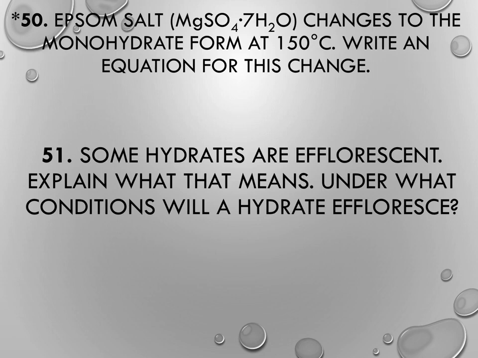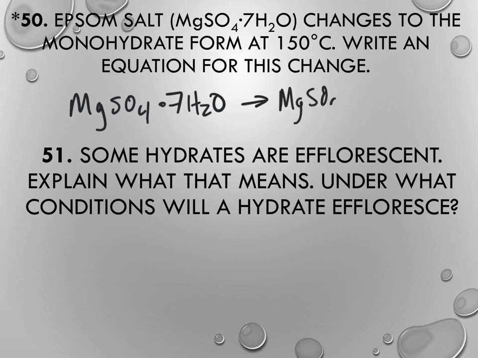Looking at the next two. Epsom salt is magnesium sulfate heptahydrate. It changes to a monohydrate. It says write an equation for this change. So what you're going to want to do is go ahead and write the formula. I hope you did that. And you're going to change that to a monohydrate. So it'll just be magnesium sulfate with 1 water bonded to it.